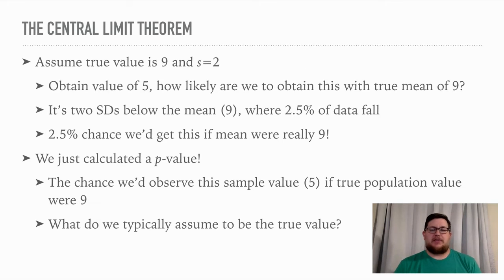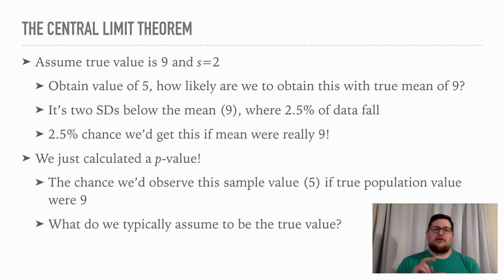Okay, so let's think about that. Let's assume the true value is 9 and the standard deviation of this variable is 2, in the population. Now, we conduct our sample. We look for whatever we're looking for, say it's the mean of something. We obtain a value of 5. How likely are we to obtain this with a true mean of 9?